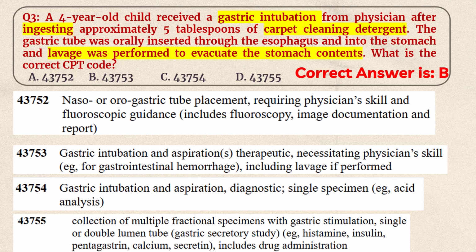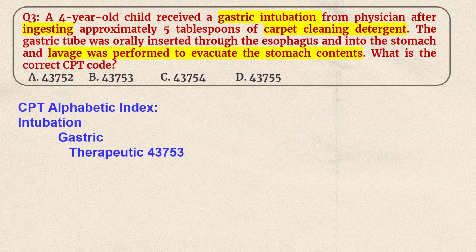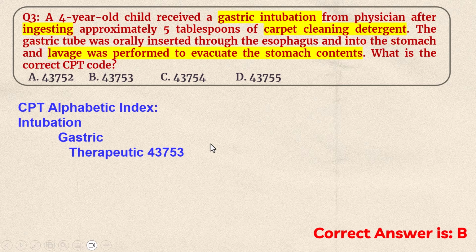So if you encounter this case in a real working scenario, you have to go with the CPT index. In the CPT alphabetic index, you have to go to intubation, the subcategory gastric. Again, there will be two categories. One is therapeutic, the other one is diagnostic. But in this case, this is therapeutic. So once you go to therapeutic, it will lead you to the code 43753. Then go back to the tabular list and confirm the answer. So the answer will be B.